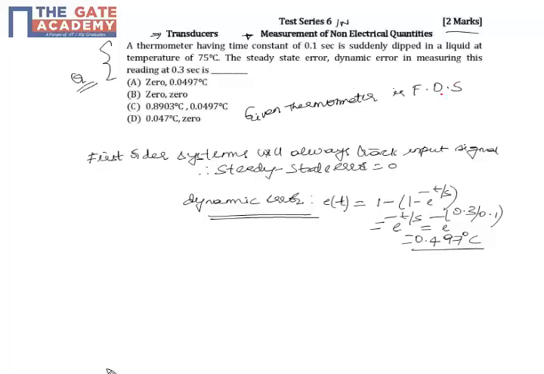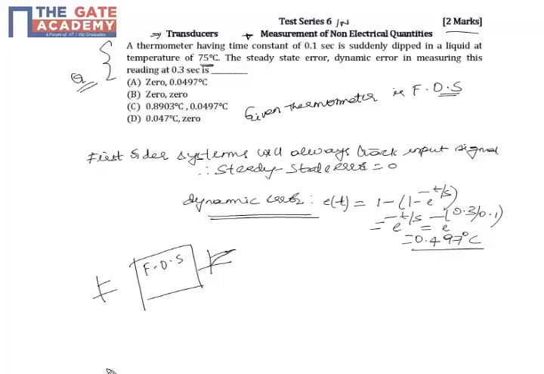And we know from control systems that every first order system will track my input, which is a step input here. So it is suddenly changed, suddenly moved from one temperature to a second temperature, which is 75 degrees. So it's a step input. So we have a system here which is a thermometer, a first order system, and we are giving a step input.